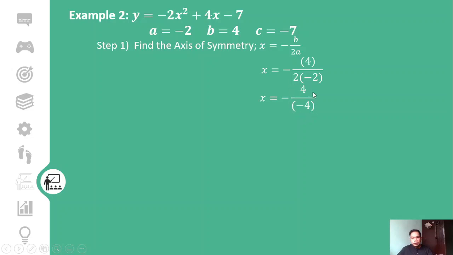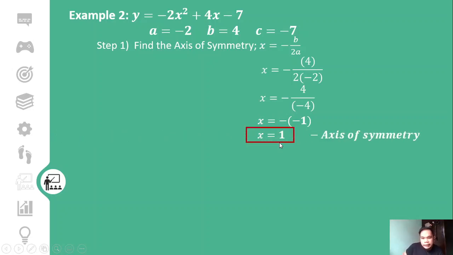Okay, then i-divide naman natin yung 4 and negative 4. I-simplify muna natin yung 4 and negative 4. Okay? Kapag sinimplify natin yan, that will be equal to negative 1. So we have negative multiplied by negative 1. Negative times negative 1 is equal to positive 1. So therefore, the axis of symmetry of y equals negative 2x squared plus 4x minus 7 is x equals 1.